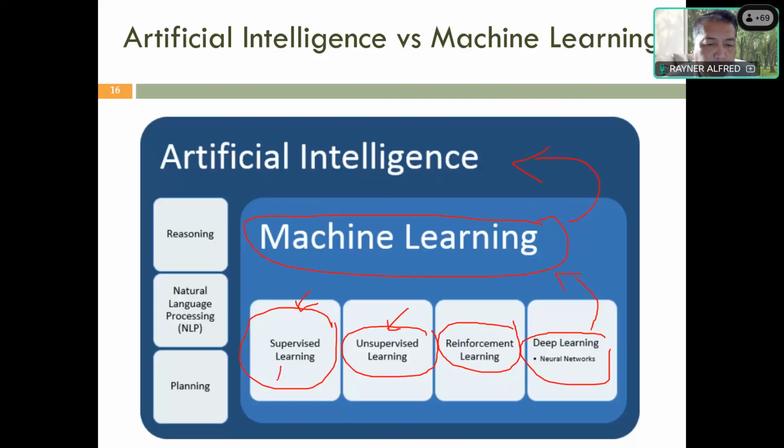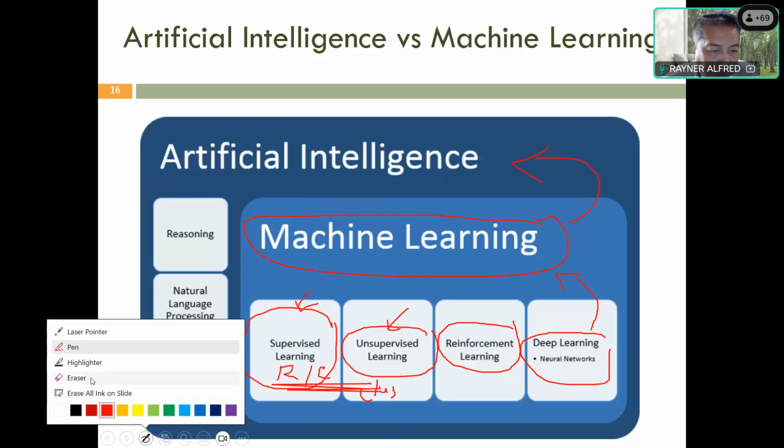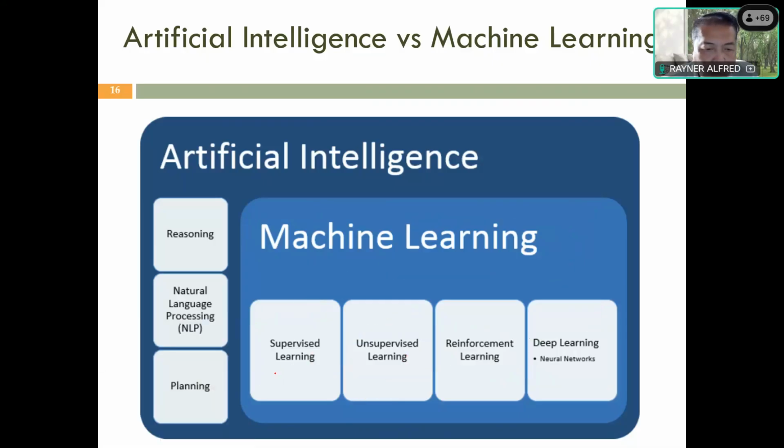This one means that you perform regression and also classification. Unsupervised learning, you are doing the clustering. So this is the classification and regression. So this is the clustering and also the association rule. Okay, so deep learning can perform this or this.